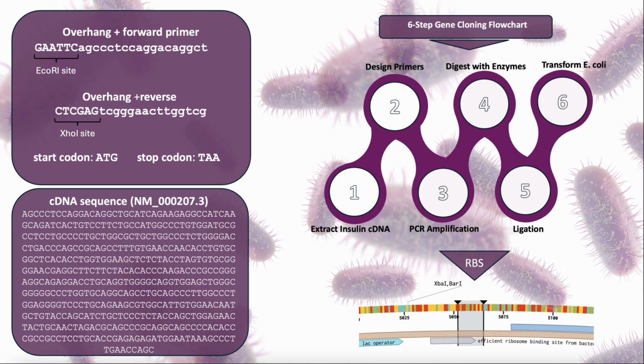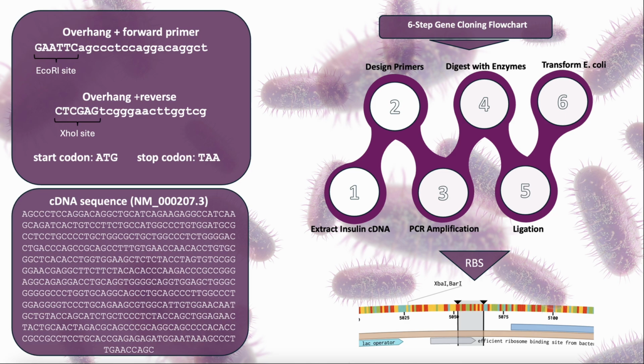On the right is the 6-step workflow for gene cloning. Number 1. Extract insulin cDNA, retrieve the intron-free insulin gene from NCBI. Number 2. Design primers. Add EcoRI and start codon, and XhoI and stop codon sites to the forward and reverse primers. Number 3. PCR amplification. Generate multiple copies of the insulin cDNA.